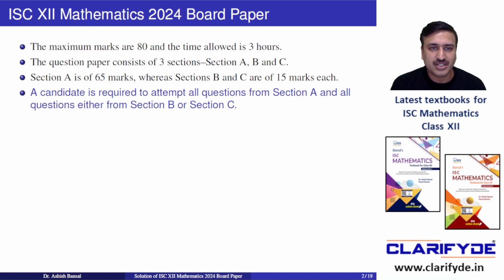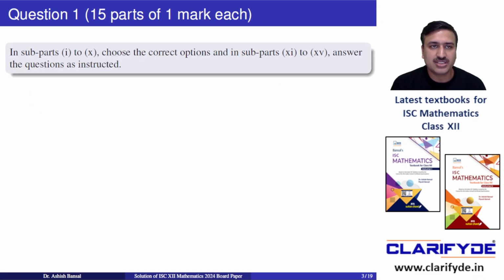A candidate is required to attempt all the questions from section A and all the questions either from section B or section C. Let us now discuss all the solutions of the questions one by one. Question number first has 15 parts of 1 mark each. In subparts 1 to 10, choose the correct options, and in subparts 11 to 15, answer the questions as instructed.